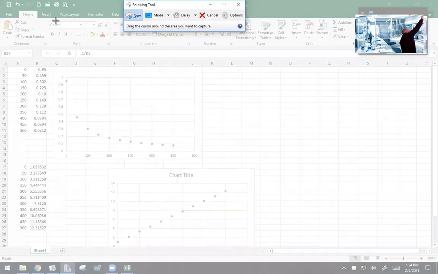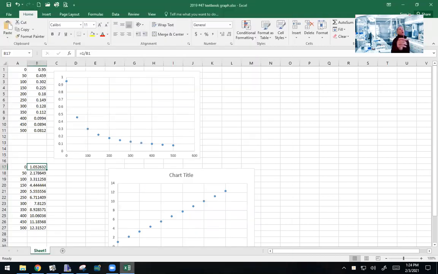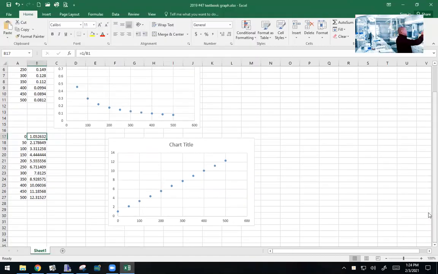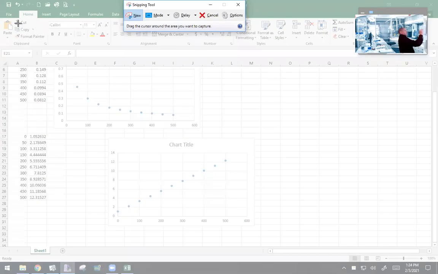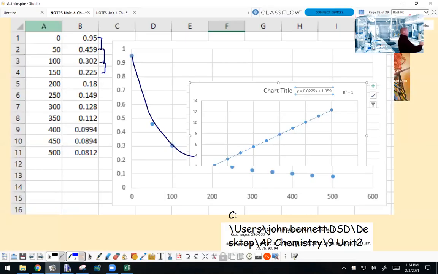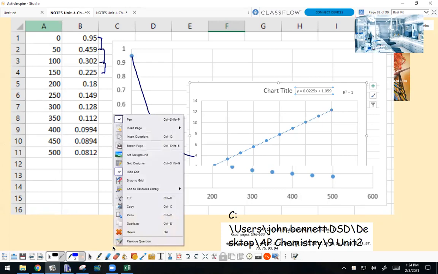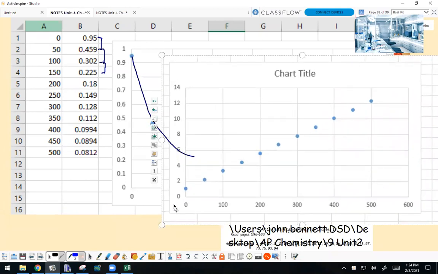So right here, 1 over. So this graph down here is a graph of 1 over concentration versus time. So the inverse, 1 over concentration versus time. Oh, the right click doesn't work on that anymore. So notice the nice straight line we get. So 1 over concentration versus time was a straight line.